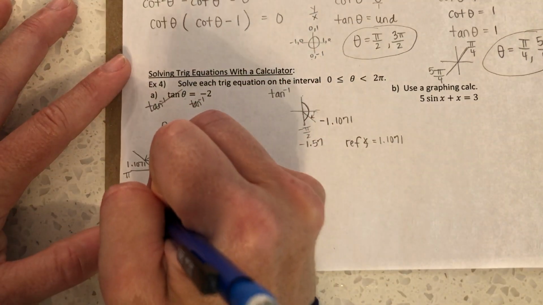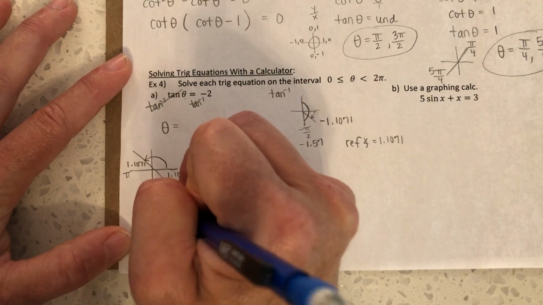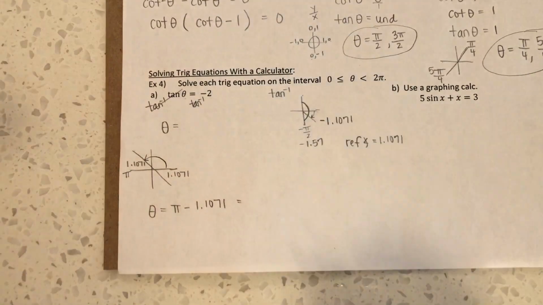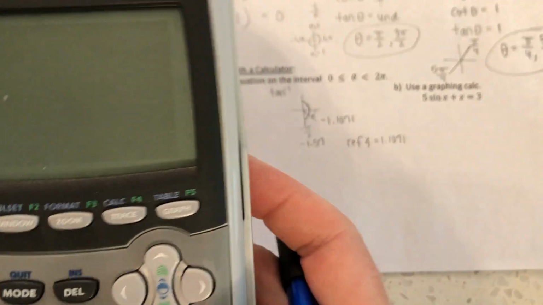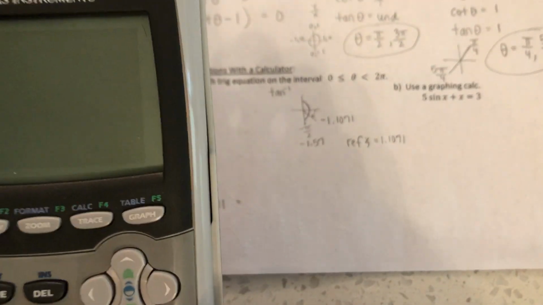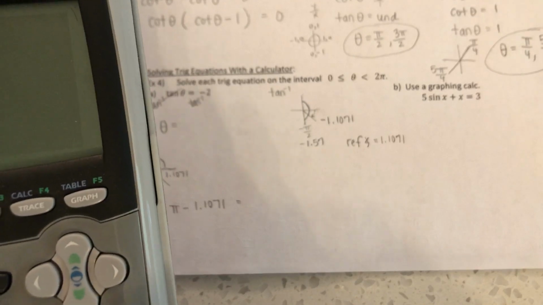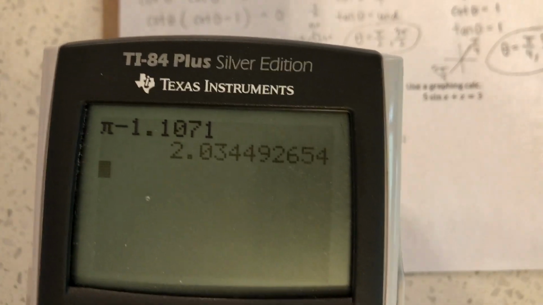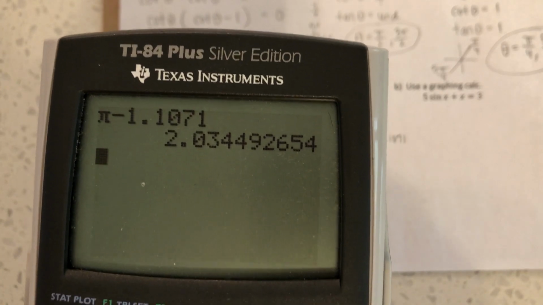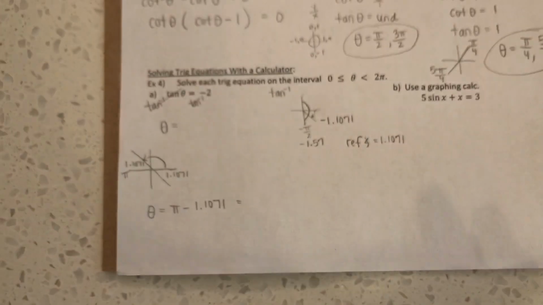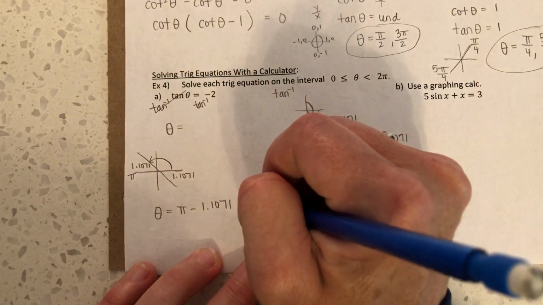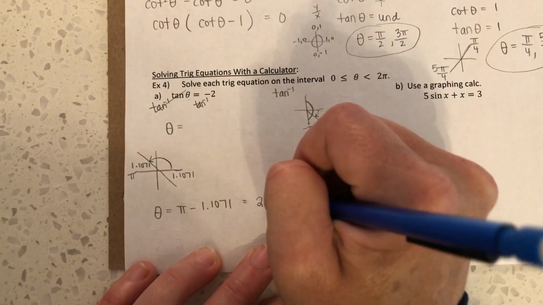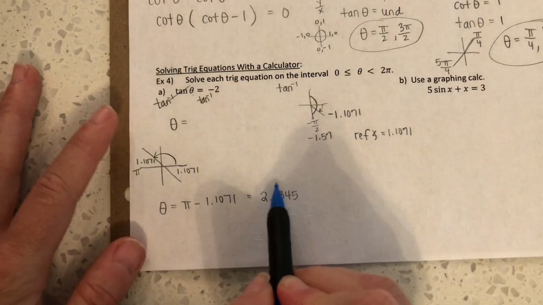All right, so the first answer is going to be whatever pi minus 1.1071 is. Let's ask our calculator. Pi minus 1.1071. Hit enter, and it's about 2.0345 radians. I don't know how many decimals your homework will tell you to keep. About 2.0345 radians is one answer.